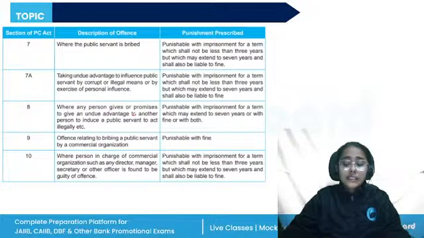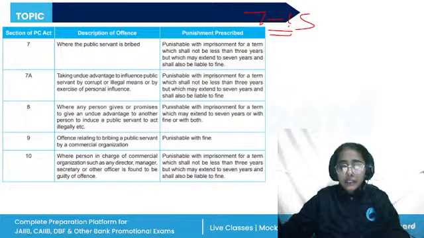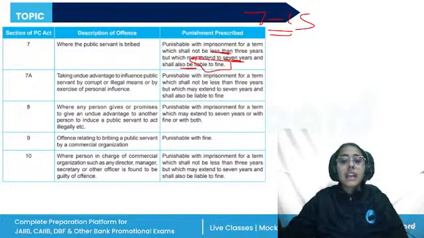Then, in this given table, we have the different offenses and the penalties. This is given in section 7 to section 15 of the Act: all the offenses falling under the provisions of the Prevention of Corruption Act and the punishment or fine prescribed. So we have a summary. Section 7, where the public servant is bribed, is punishable with imprisonment for a term which shall not be less than 3 years and can be extended to 7 years. Also, he shall be liable to fine.